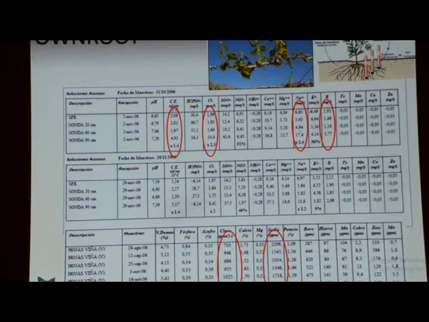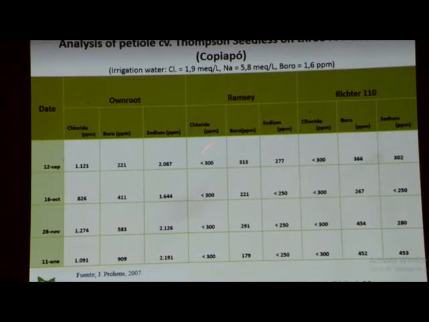That's own root, but when we compare it with Ramsey and Richter, look at the beginning of the season with own root and chloride, boron, and sodium, and compare with Ramsey and Richter, they discriminate the toxic elements.